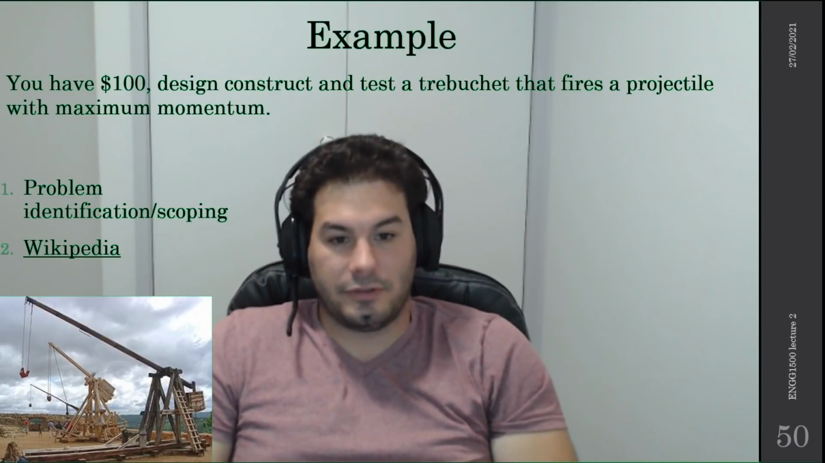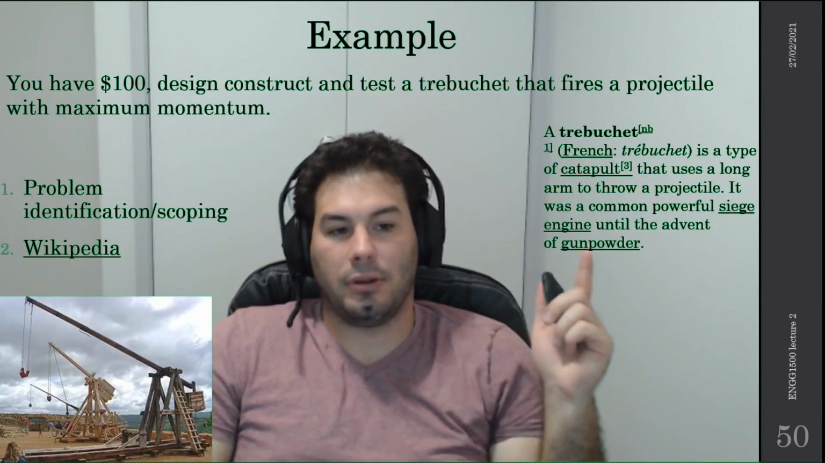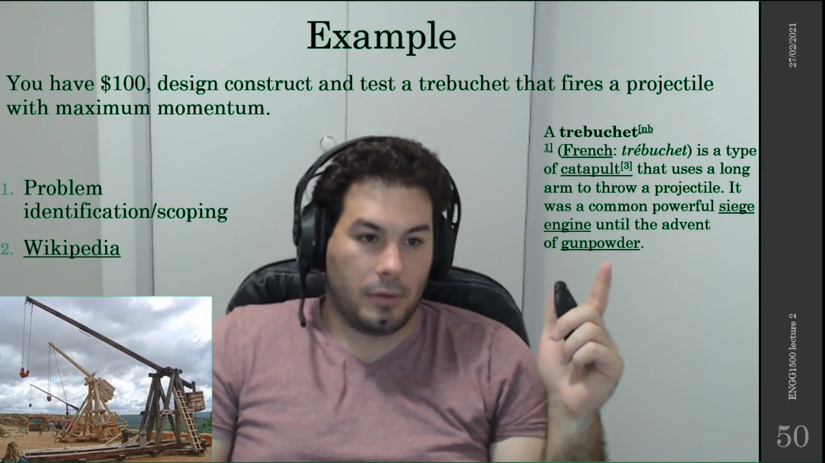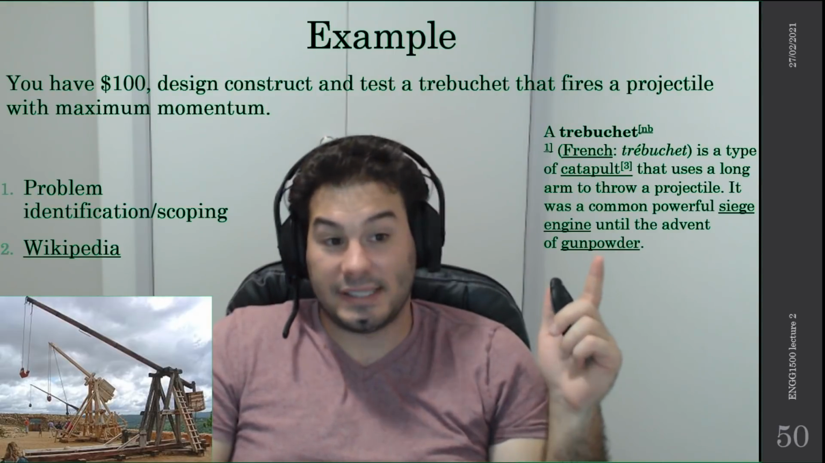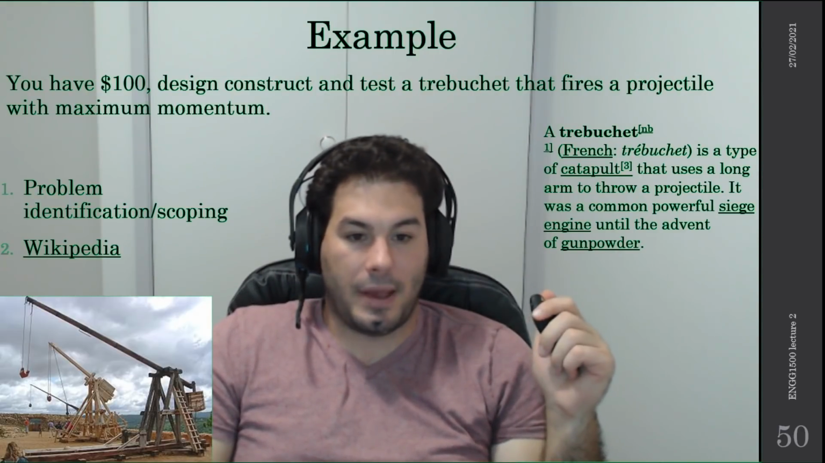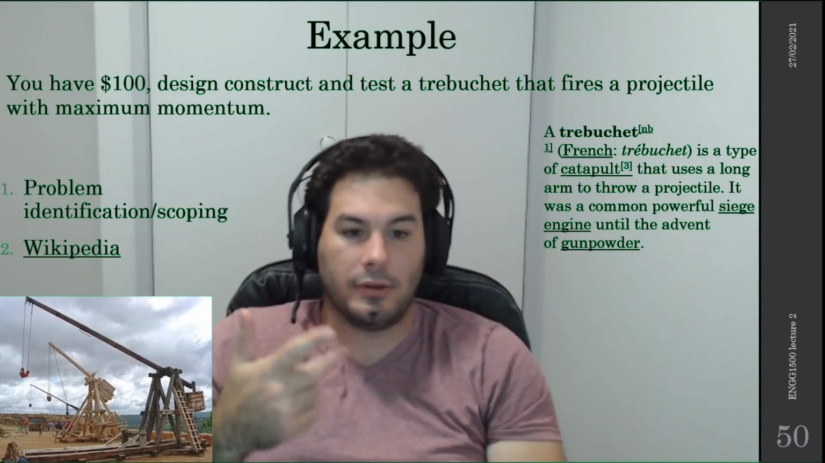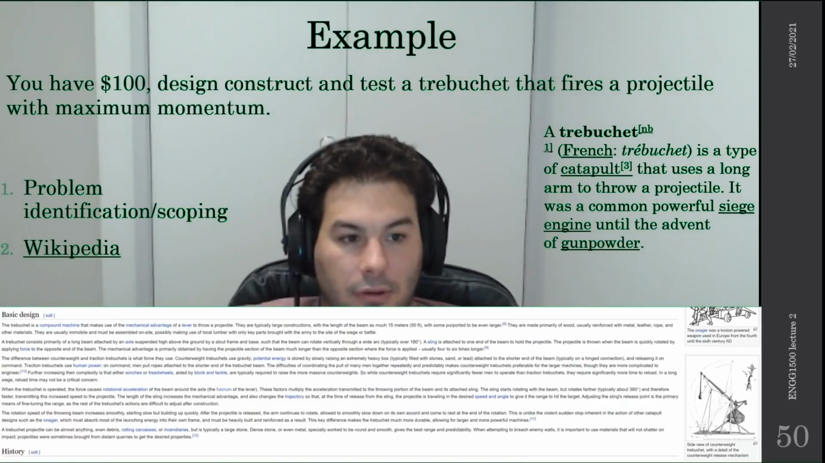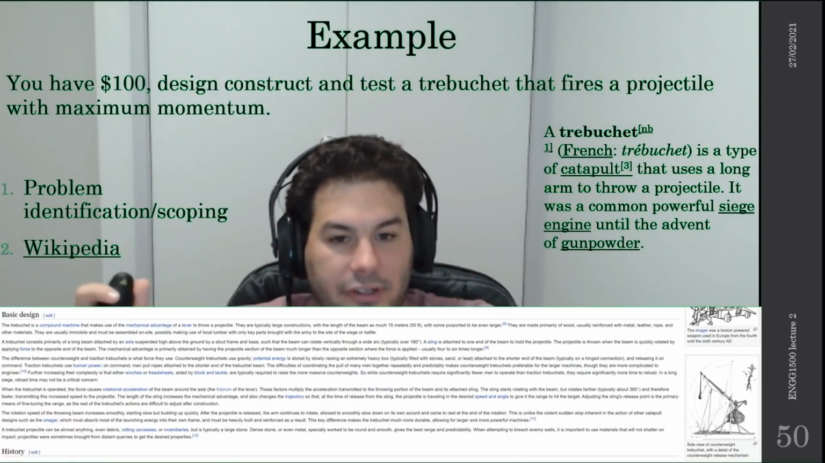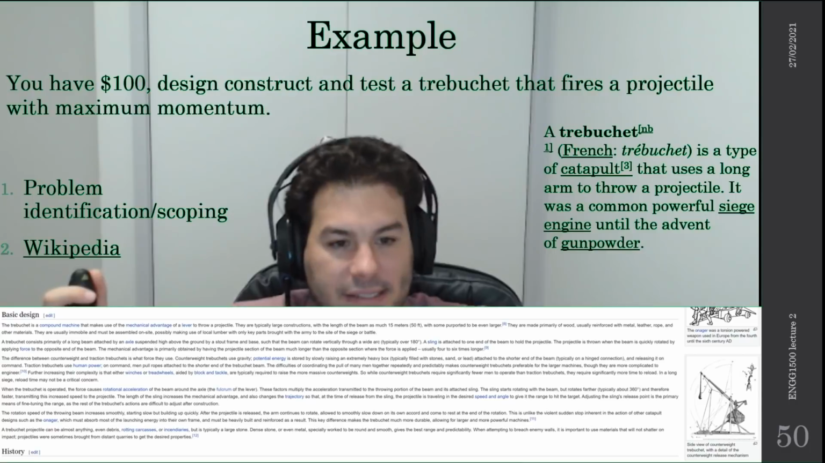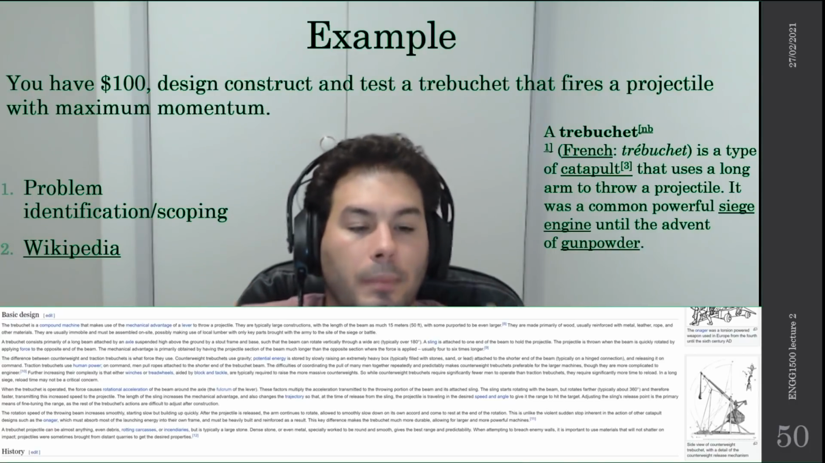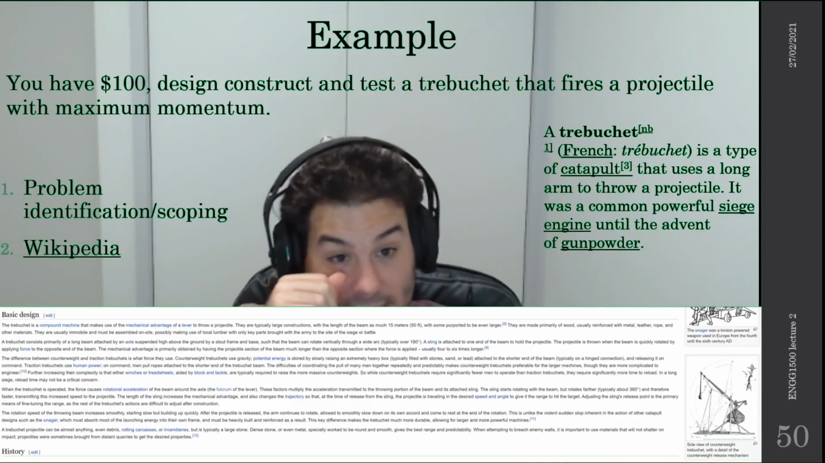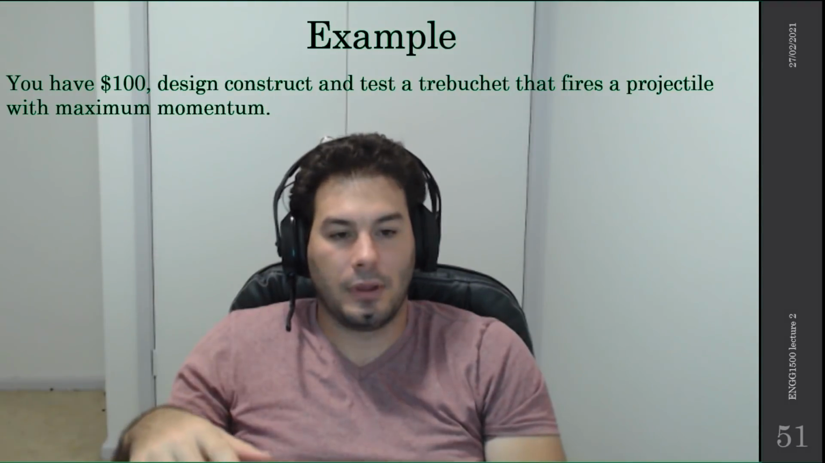They give us a picture of a trebuchet, great. They give us a plain English introduction: a type of catapult that uses a long arm to throw a projectile. It was a common, powerful siege engine until the advent of gunpowder. Great, we know when they were used, what they were used for, and we've got a nice analogy. Cool. If we go a little bit further down, I understand that text is very small, we are not going to read it all. It is basic design, though. It tells you what the components are and how they work. So this is a fantastic start.